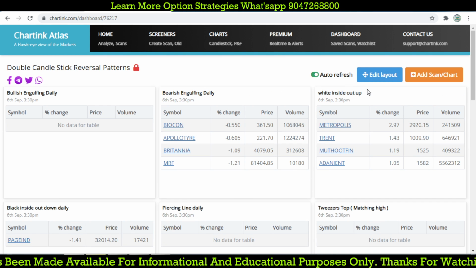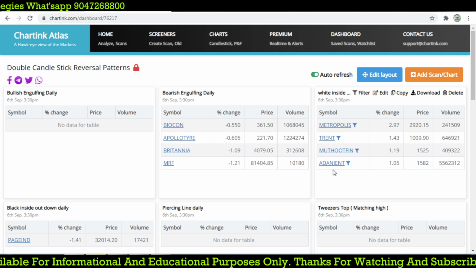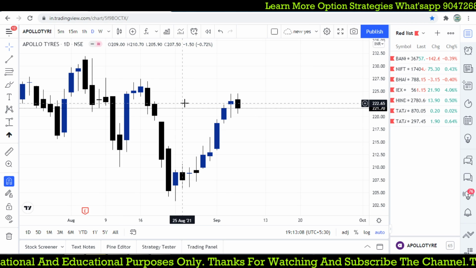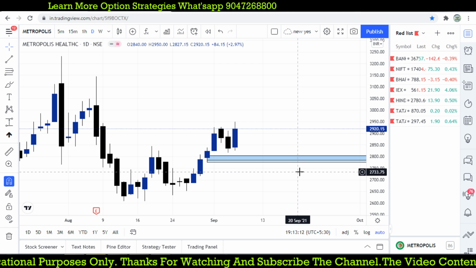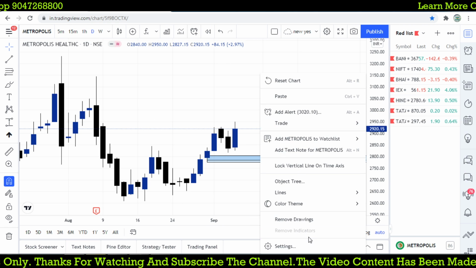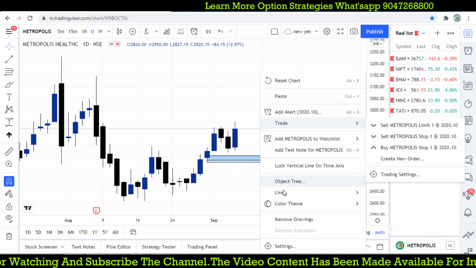Here we got a white inside out up. That is a more powerful candlestick pattern. Trent, Muthoot Finance, Adani and Metropolis. Let's check how it is. Metropolis. That looks good. And two days of bearish candles. So that looks good now.